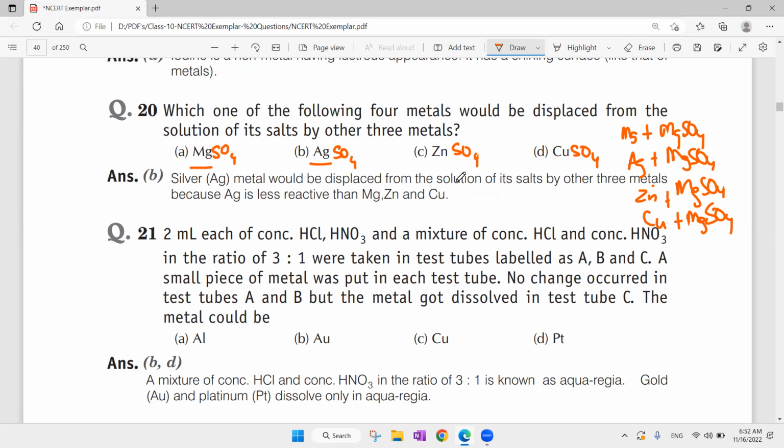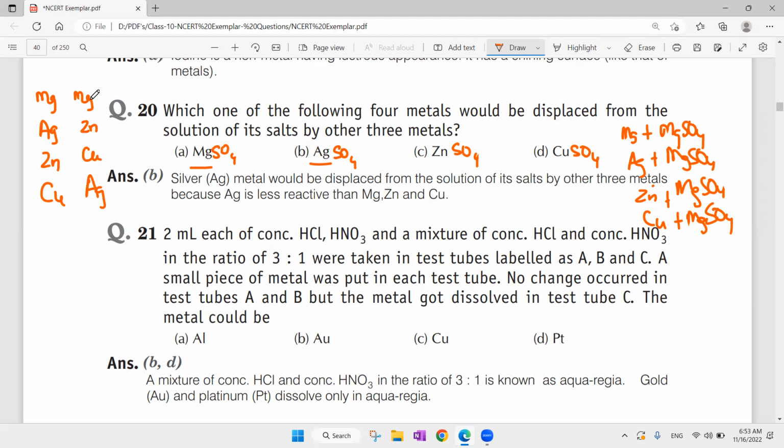To identify this one, what we need is the reactivity series of metals. Now I need to arrange magnesium Mg, silver Ag, zinc Zn, copper Cu in the reactivity series from high reactive to low reactive. Now guys, can you identify in these 4 which is the most reactive? Magnesium, zinc, copper, silver. Okay. Here the most reactive is Mg, magnesium.